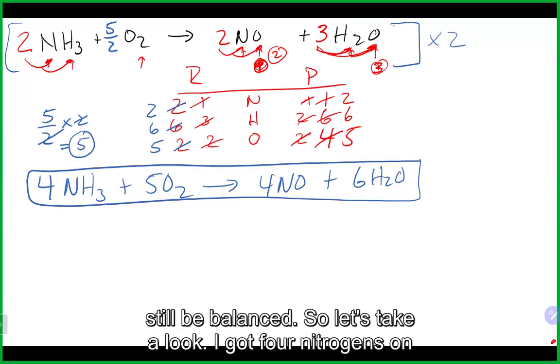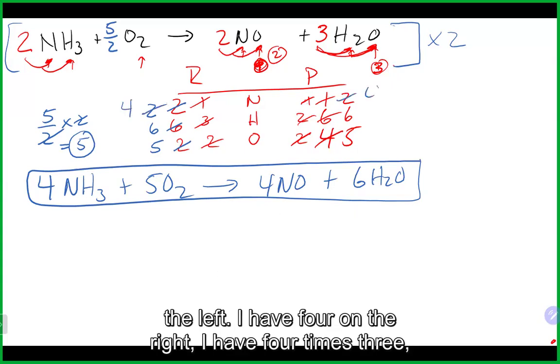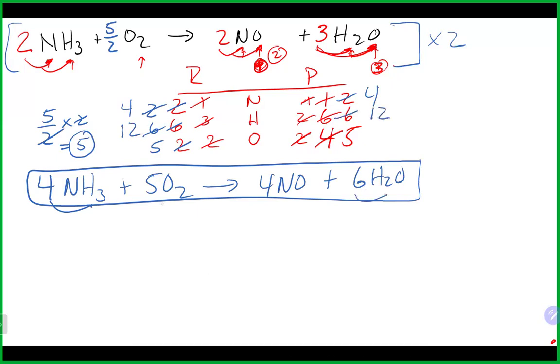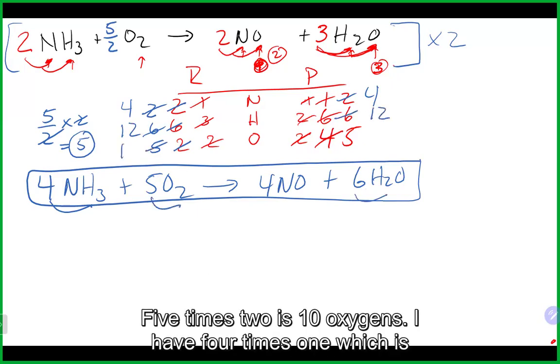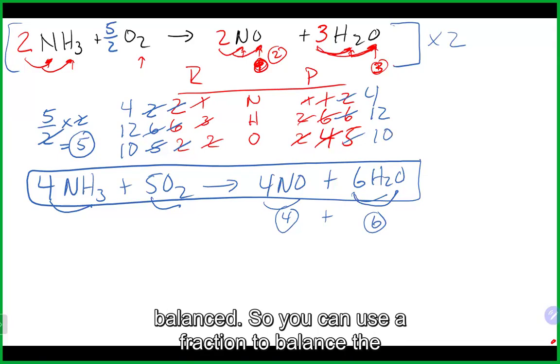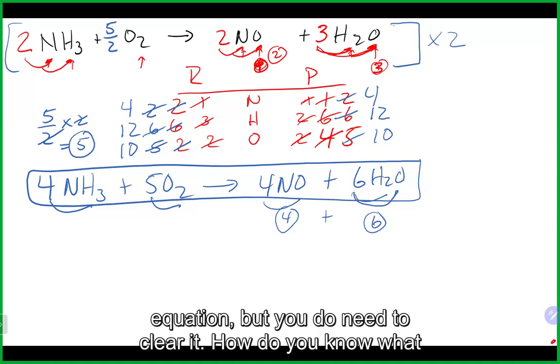So let's take a look. I got 4 nitrogens on the left. I have 4 on the right. I have 4 times 3, which is 12 hydrogens there. 6 times 2 is 12 hydrogens there. 5 times 2 is 10 oxygens. I have 4 times 1, which is 4. 6 times 1, which is 6. 6 plus 4 is 10. I am balanced. So you can use a fraction to balance the equation, but you do need to clear it.